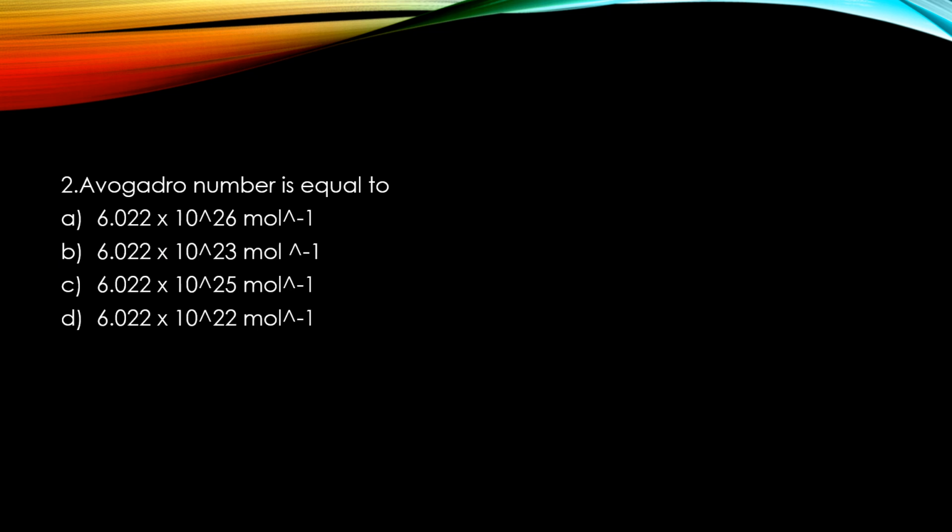The second question is Avogadro number is equal to 6.022 × 10^26 mole^-1, 6.022 × 10^23 mole^-1, 6.022 × 10^25 mole^-1, or 6.022 × 10^22 mole^-1. And the answer is 6.022 × 10^23 mole^-1.